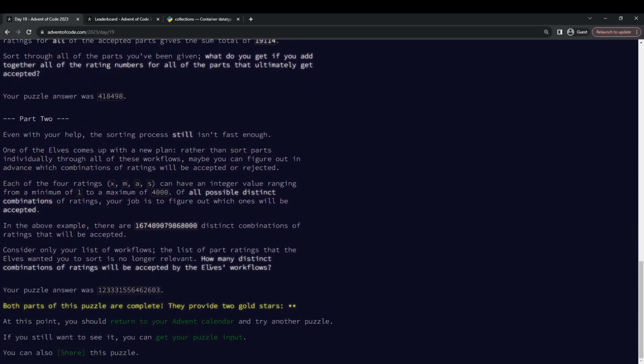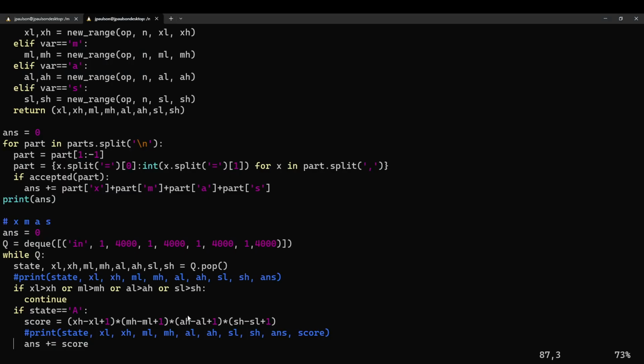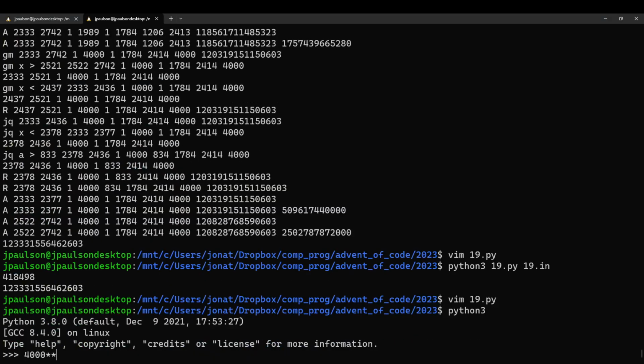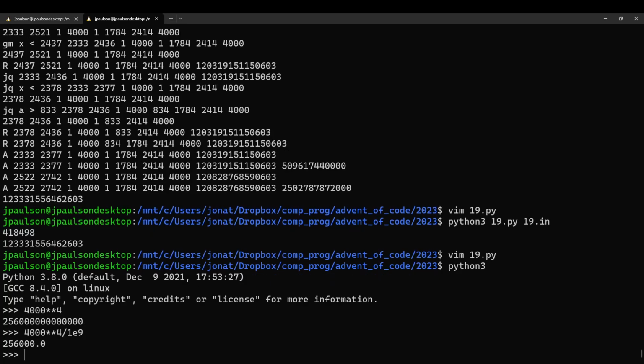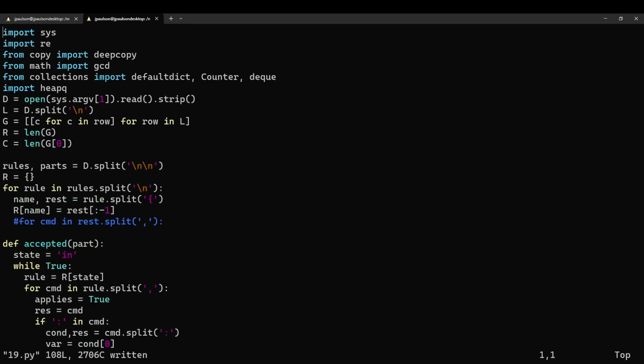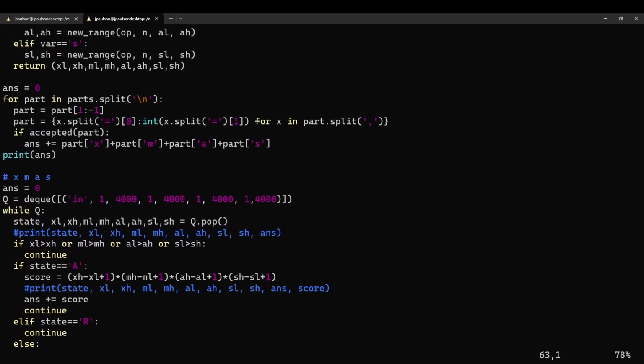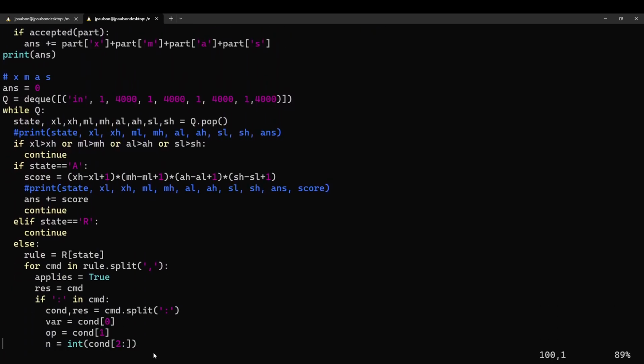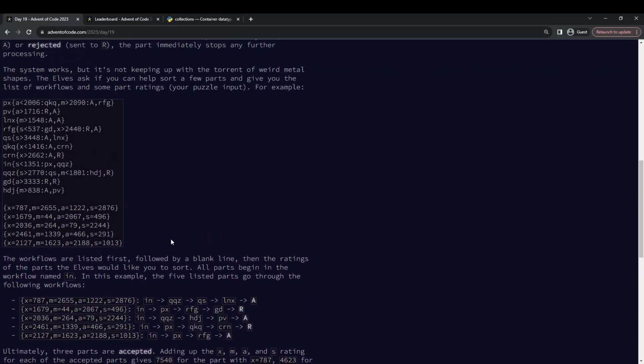It says, let's assume that we have parts rated from 1 to 4,000 for each of these four variables. How many of them will be accepted? So we can't brute force this because there's 4,000 to the 4 possible parts, which is what, 256 quadrillion? No, 256 trillion. Sorry, 4,000 to the 4. So that is too many to check one by one. So we need to do something smarter. So we can just follow all paths in the state tree is the idea.